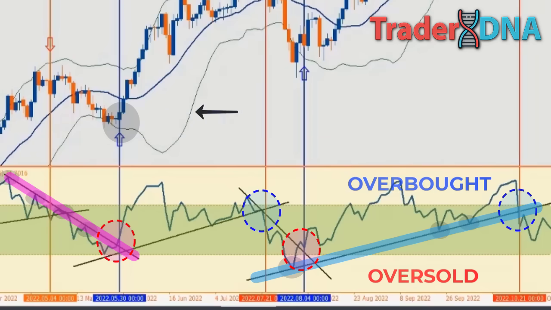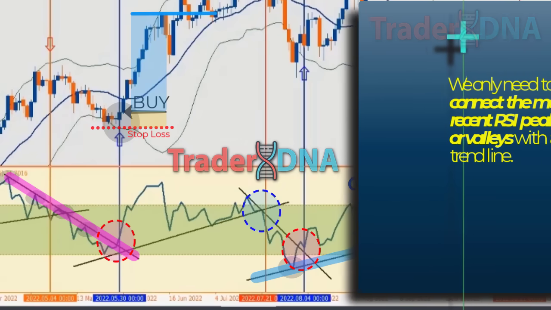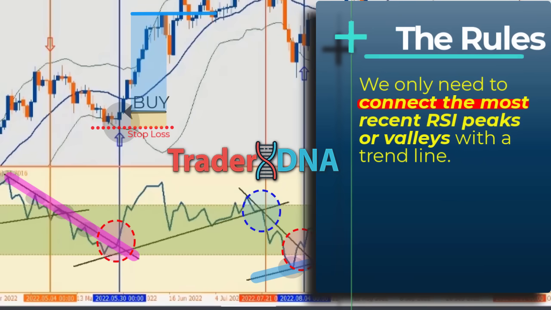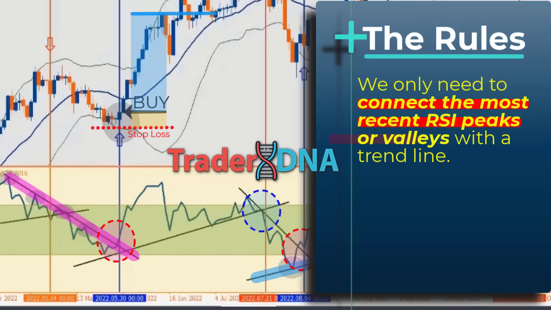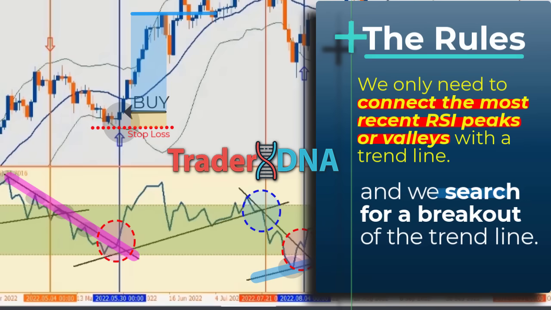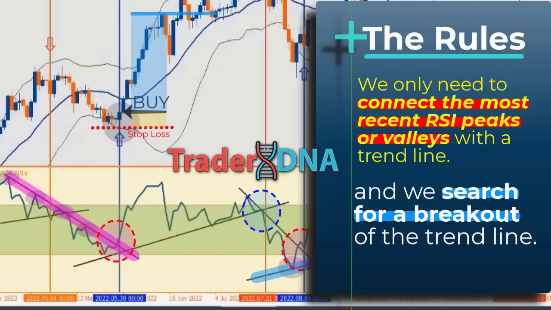Because the signals are leading rather than lagging, stops can be placed relatively close to the entry point. This allows for a good risk to reward trading opportunity. The RSI trendline approach works best on higher timeframes, but it can be used on any time frame, for day trading for example. The base rules of this technique are straightforward. We only need to connect the most recent RSI peaks or valleys with a trend line, and we search for a breakout of the trend line, which will warn us that the market has lost its steam and the prevailing trend has lost its momentum.